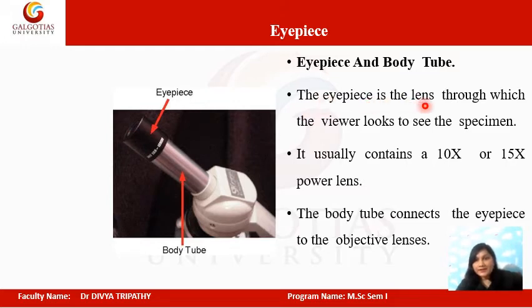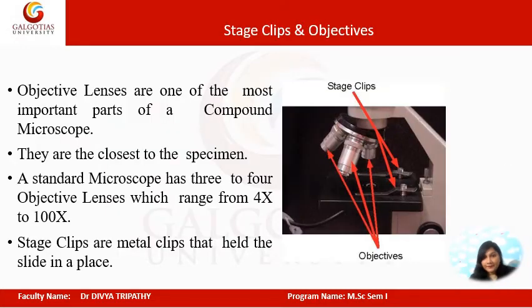The eyepiece is the lens through which the observer or the viewer looks to see the specimen. This usually contains a 10x or 15x power lens. This is actually the magnification power that I have already told you in the previous lecture. The body tube connects the eyepiece to the objective lens. Okay. So coming to the next slide.